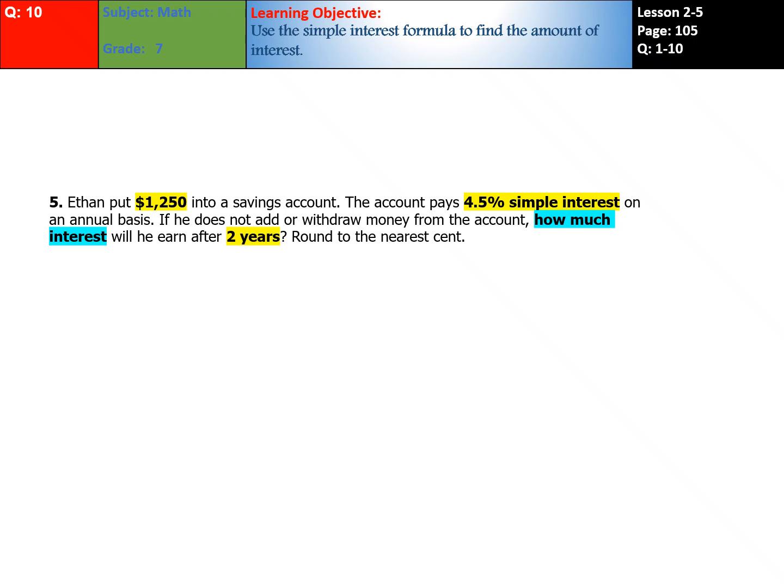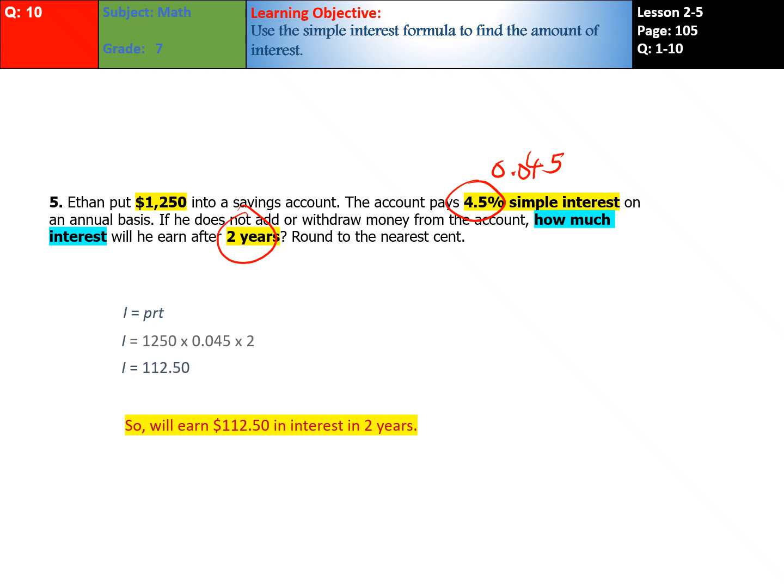He then put $1,250 in his saving account. The amount he pays as interest, the rate is 4.5, that is 0.045, and it is for 2 years. Replace the values in the formula, multiply them and simplify. It is $112.50 in 2 years.